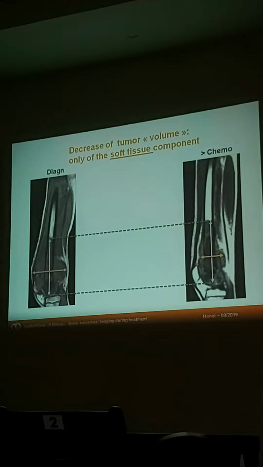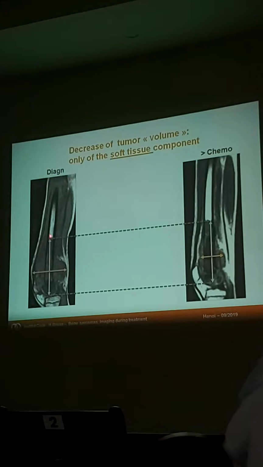So how do we assess the tumor volume? When we look at the disease, for example, this bone, I don't remember if it's a sarcoma or Ewing, anyway, that's a normal evolution during treatment when there is some response.